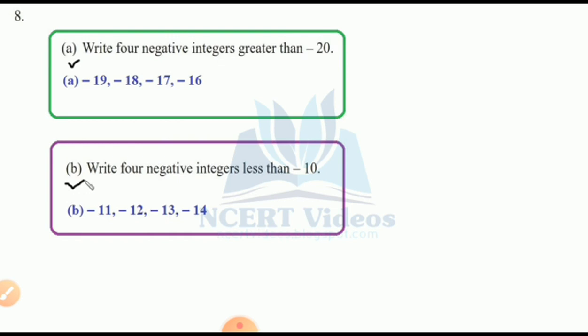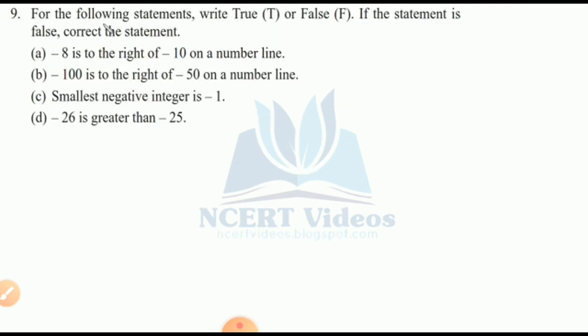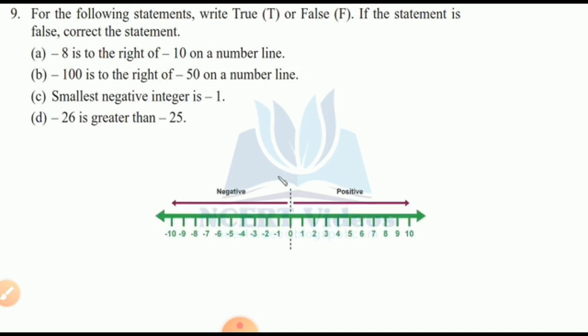Yes, very good. Now look at question number 9. Your favorite question. True or false? And correct the statement. Very good question here now. Correct करना है. -8 is to the right of -10 on a number line. Yes, correct. Both numbers are negative. The bigger number is always on the right side. First is true. Tick mark.